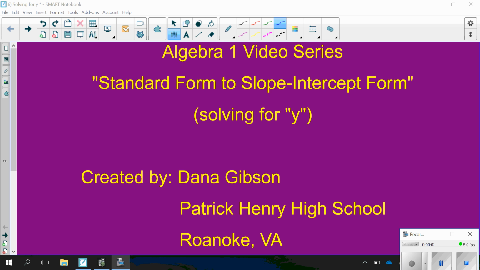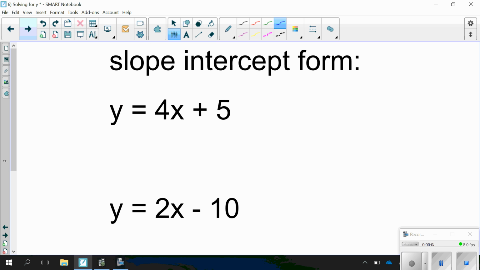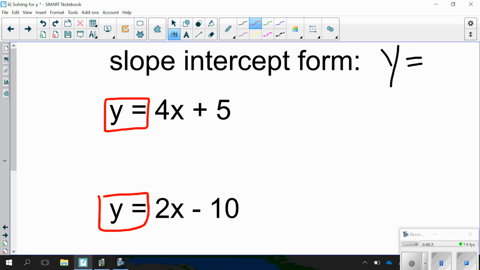Today we're going to practice going from standard form to slope-intercept form. A lot of times we call this solving for y. An easy way to identify slope-intercept form is that it will always be in the form of y equals. Notice both of these equations begin with y equals, so they are in slope-intercept form already.